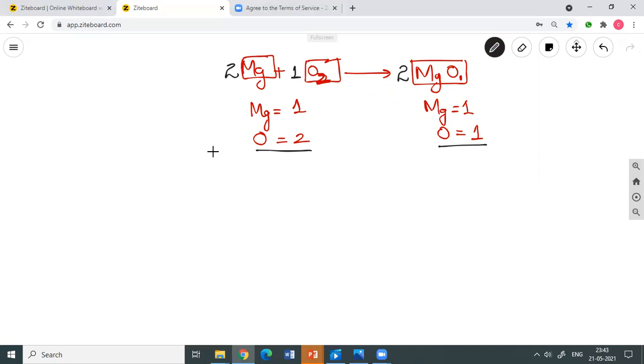So let us see some other example. For example, zinc reacts with sulfuric acid and produces zinc sulfate and hydrogen.